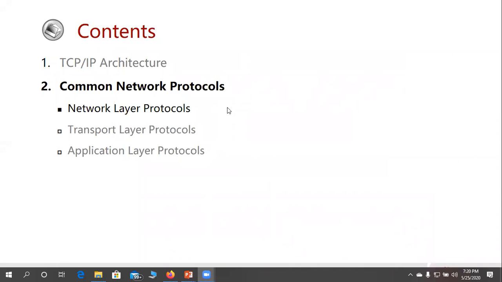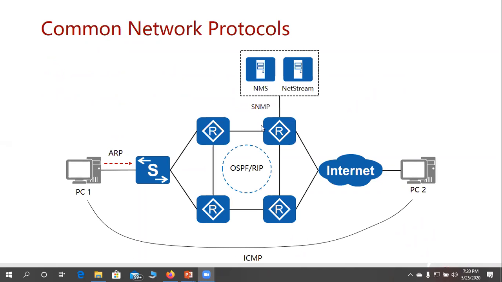Okay, so common network protocols. We have the network layer protocols such as IP, ARP, and then these are what we call dynamic routing protocols, OSPF and RIP. And then the other one is ICMP.